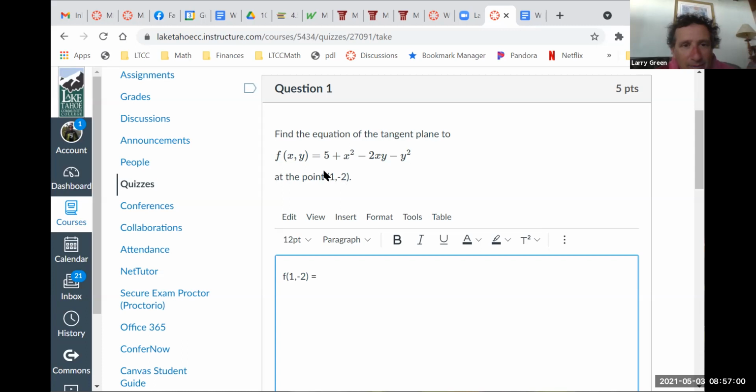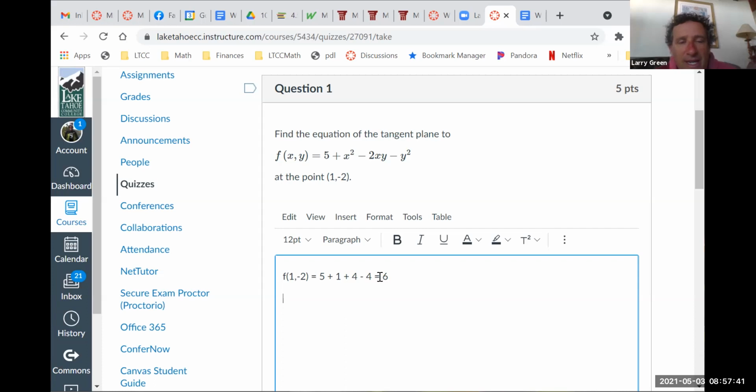And that we just plug in. We get 5 plus x squared, which is 1 squared, which is 1, minus 2 times xy, 2 times 1 times negative 2 is 4. But it's a minus a negative 4, so plus 4. And then minus y squared is 4, so minus 4. Any questions on that? Okay, and then 5 plus 1 plus 4 minus 4 is 6.